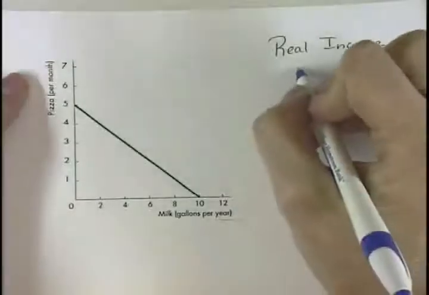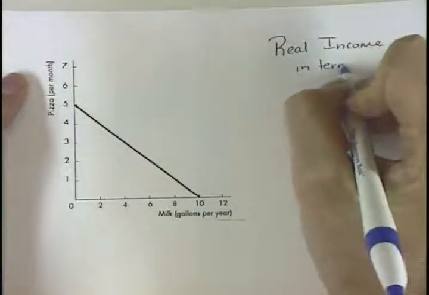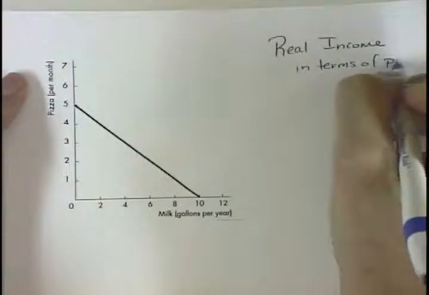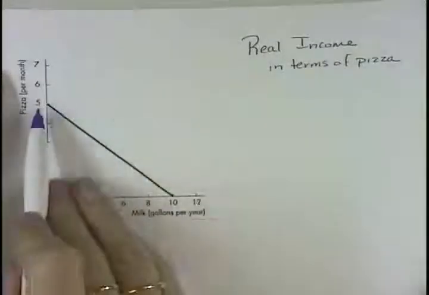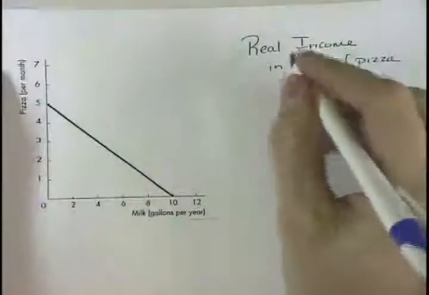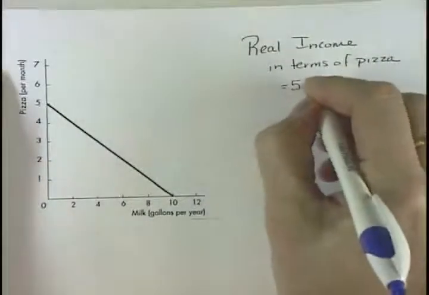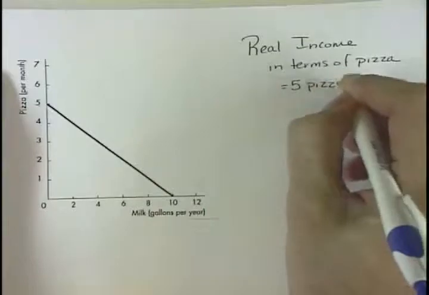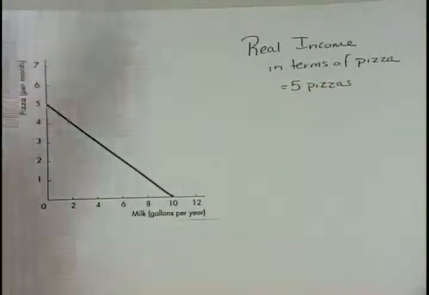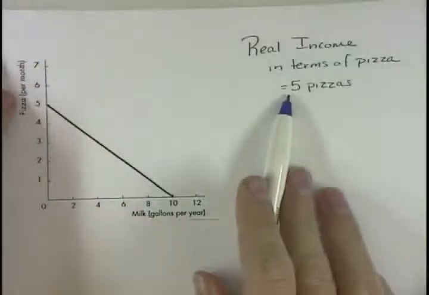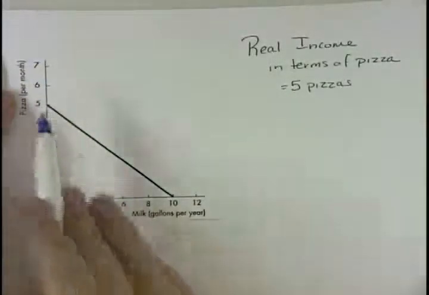So our real income in terms of pizza, we would find at this intercept. So our real income in terms of pizza would be 5 pizzas. That's the most pizza I can afford with my income, and that's what real income means. We don't care if we have $70. What we care about is, how many pizzas can I get for my $70? So the real income is going to be shown by this intercept.